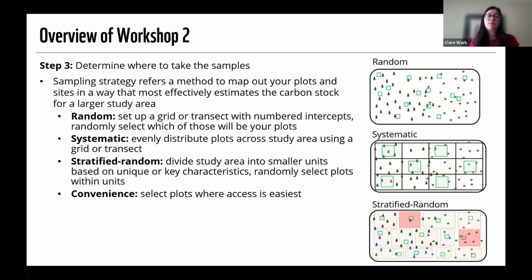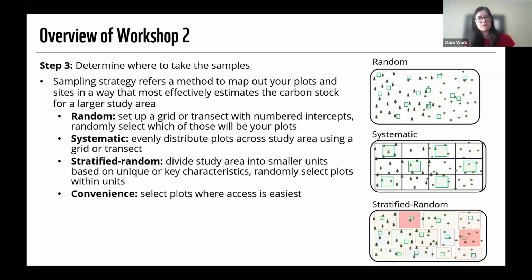There's also stratified random sampling, which is what I mentioned on the last slide. So this is where you first divide your study area into smaller units based on landscape features or other characteristics. And then from those smaller units, you randomly select plots and sampling locations. So this is really good for a larger study area where there's known variability, and you want to make sure that that variability is being captured when you're doing your sampling or your surveying.